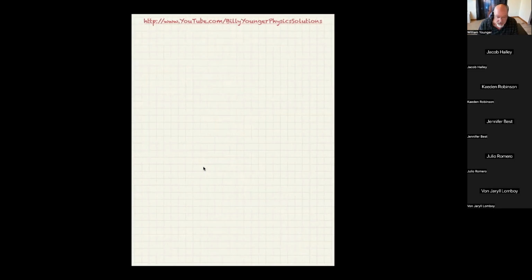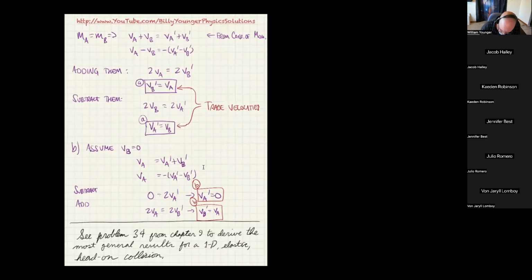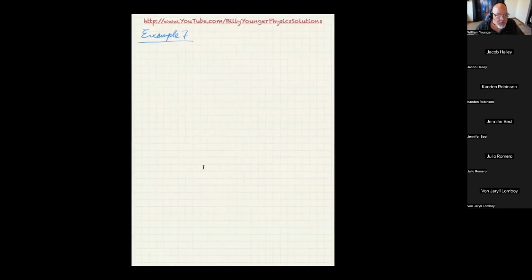Now I'm going to go ahead and attempt to work yet another problem. So let's imagine that VB is going to be 0 again. So we're going to work another example. I think this would be example 7. So what we have here is a mass MA moving with velocity VA is going to run into a mass MB, which is sitting still.